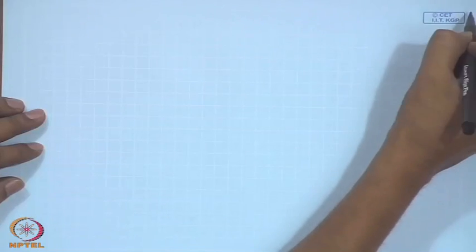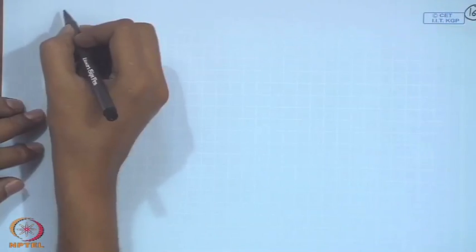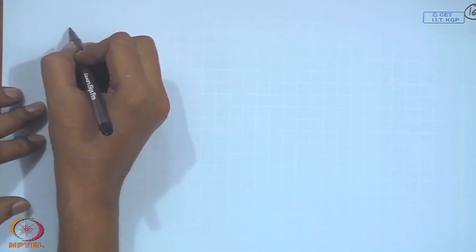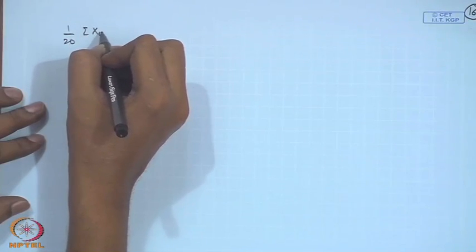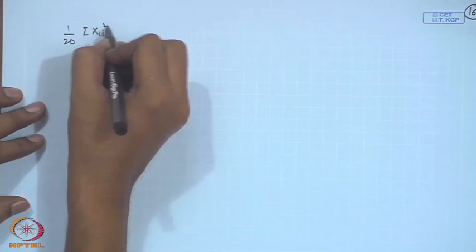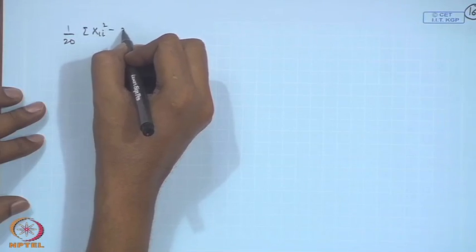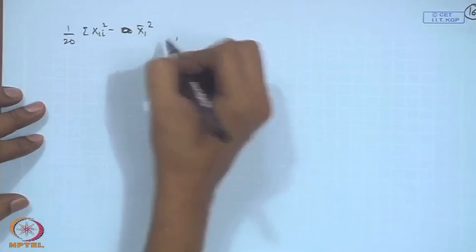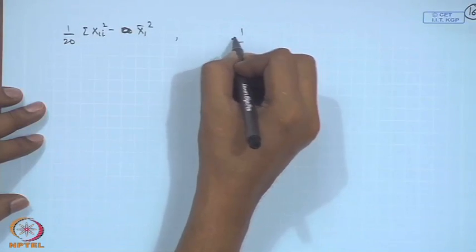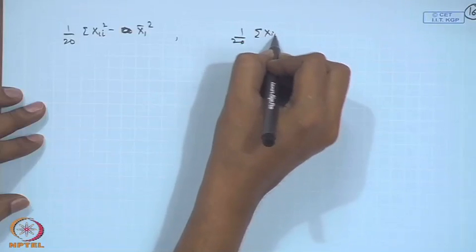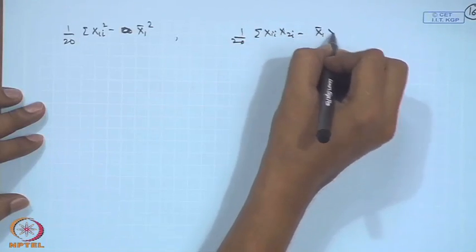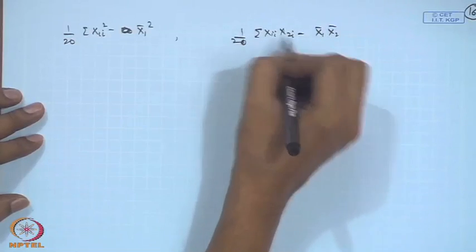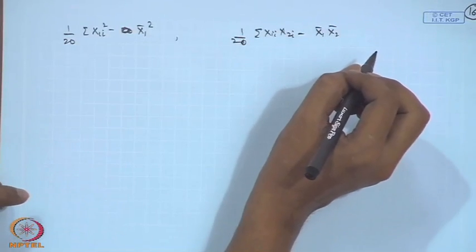For calculation purpose, the simplifications can be done. For example, one may use 1 by 20 sigma x1i square minus 20 x1 bar square. So, this will get cancelled out, and similarly for the cross product terms we may consider 1 by 20 sigma x1i x2i minus x1 bar x2 bar, etcetera. So, one may consider these quantities also for simplification.